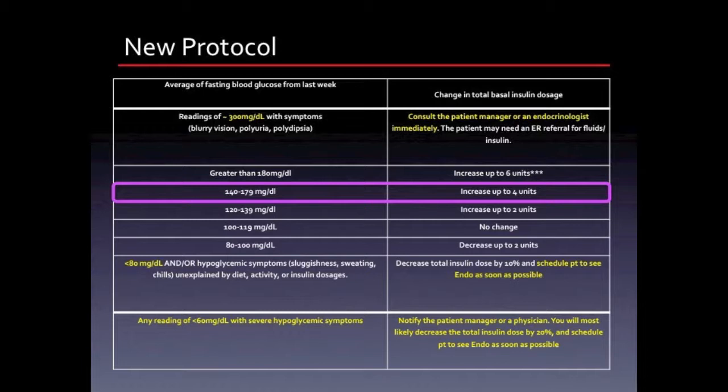But because he's on NPH, you're going to need to distribute those total 4 units that you want to increase over both of his doses, his morning dose and his evening dose. Typically, we'll just divide that increase evenly. So it would be add 2 units to the morning dose, add 2 units to the evening dose.